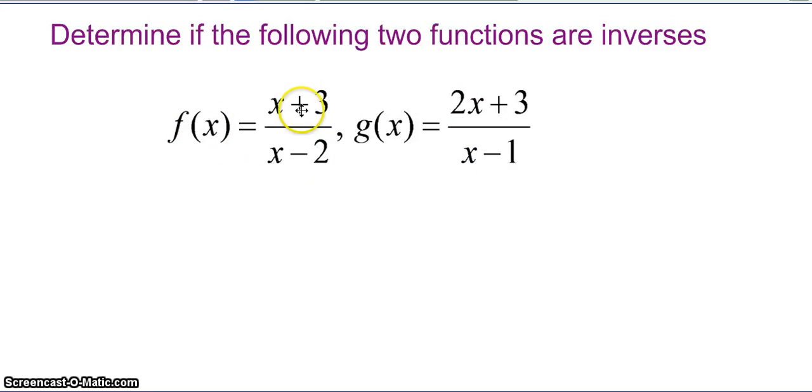So if I have this function f of x equals x plus 3 over x minus 2 and g of x equals 2x plus 3 over x minus 1, I want you to just try and demonstrate analytically that these functions either are or are not inverses. So pause the video, and when you're finished and want to check your answer, then come back.